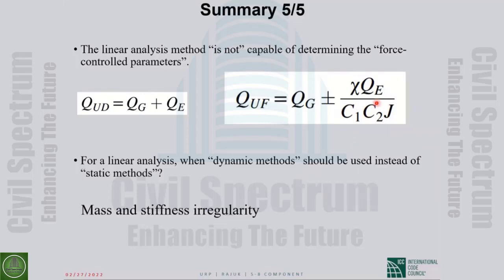For a linear analysis, when should dynamic methods be used instead of static? When strength irregularity happens, if it's too much, it's better to do non-linear analysis. But if mass or stiffness irregularity has happened in the building, the dynamic results give a much better distribution of the load compared to the static.